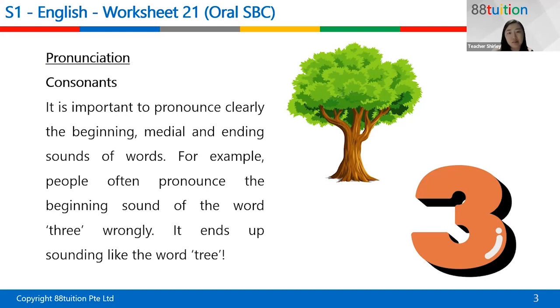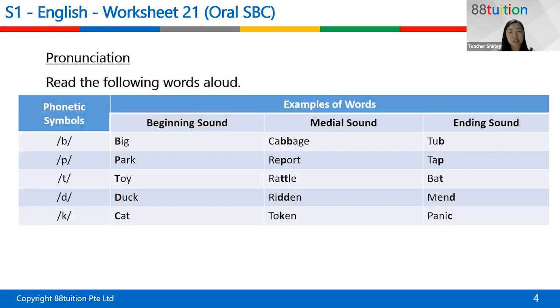So in this case, the example they've given you is the number 3, right? And the tree. So you have to make sure you pronounce the beginning sound of the 3 and tree correctly. Otherwise, it will end up sounding like the wrong one. Yeah? So that's in terms of pronunciation.